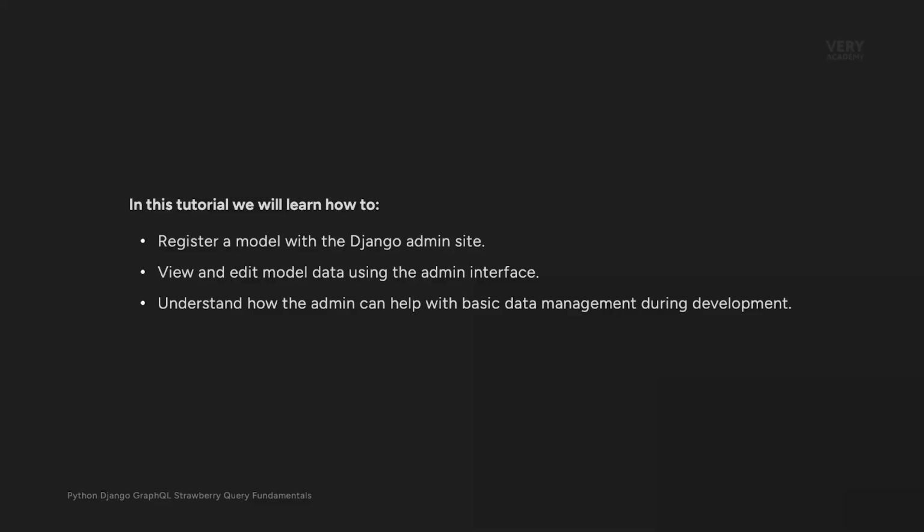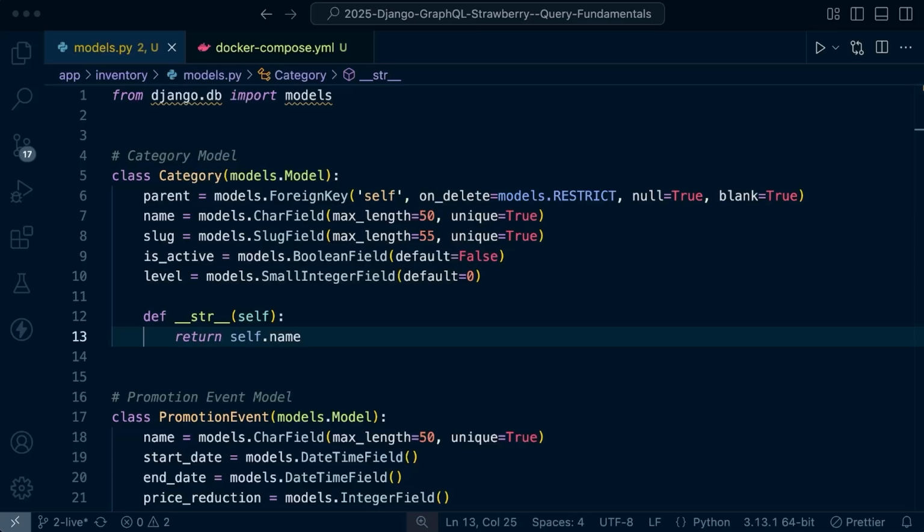In this tutorial, we're going to look at how to make your Django models available in the Django Admin interface and how to interact with them once they're there. If you're new to Django, then you won't know about the Django Admin. It is a built-in tool that lets you view, add, and manage model data through a web interface, which is especially helpful maybe during development.